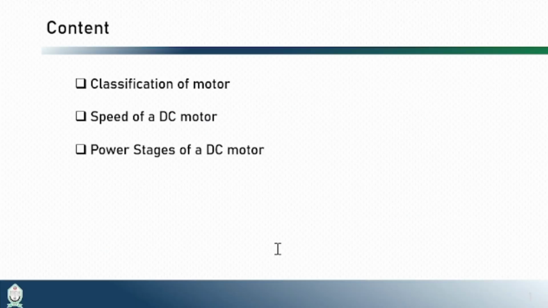Okay. If we look at the overview of the contents that are going to be discussed in this lecture, they can be classified in this way: we will first talk about classifications of motor, and then we will learn about some equations related to speed of a DC motor, and at the last part we will look at the diagram of power stages of a DC motor.